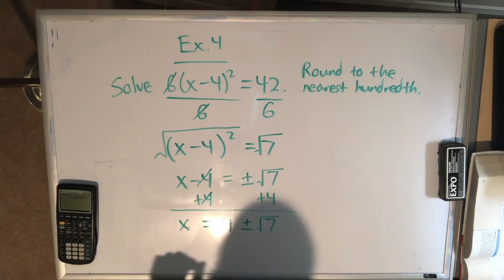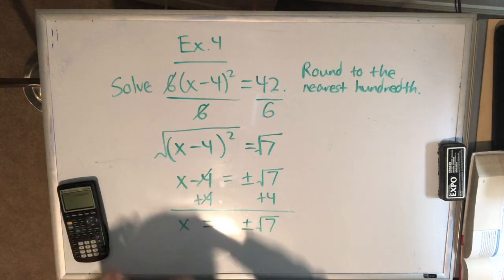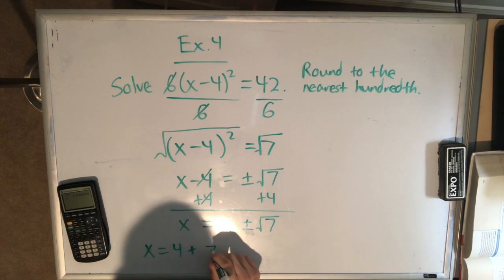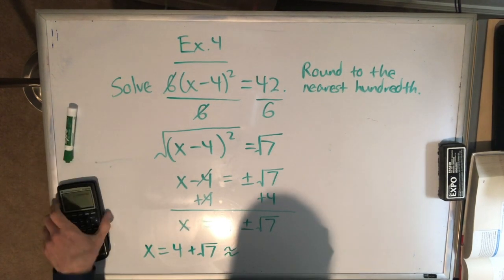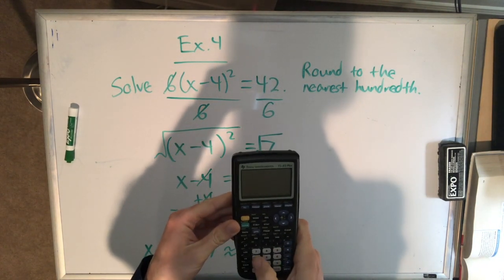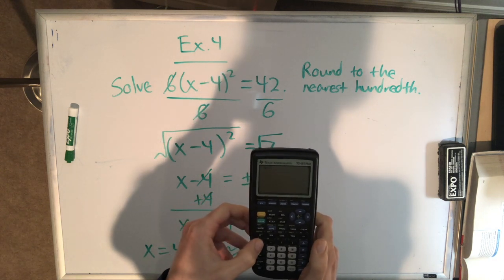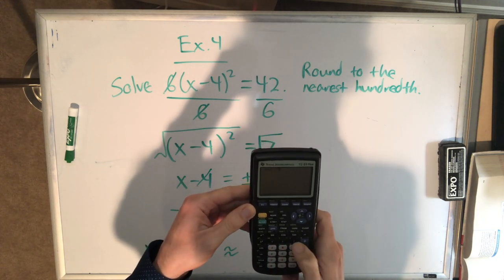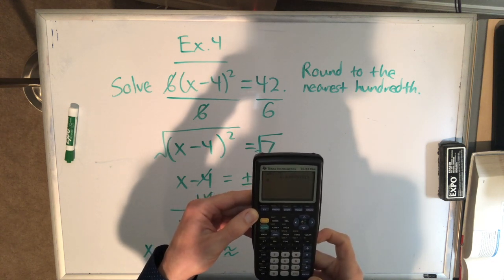And let's use a calculator and round it to the nearest hundredth. So first let's find 4 plus square root of 7 and see what that's approximately equal to. 4 plus, and then second button, x squared button to get the square root symbol, and then 7, close parentheses. We get 6.65 when rounded to the nearest hundredth.